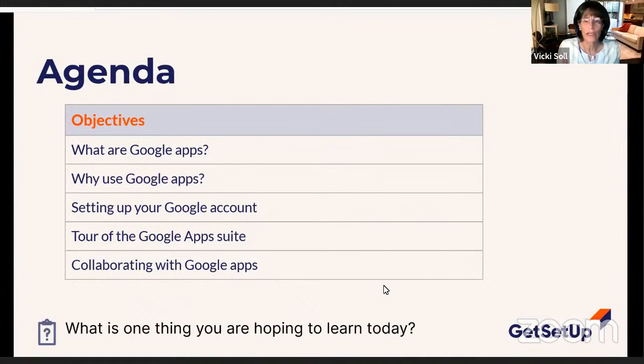Today, we're going to be talking a little bit about what Google Apps are, because we do have some folks who are very new to the world of Google. Why use them? What are some of the benefits? I'm going to talk a little bit about how you can set up your Google account for those folks who might be interested in starting to work with the Google Apps. And then we're going to take a tour of the Google Apps suite. Many of you may have used one or two of the apps, but may not be aware of the other apps that are available to you. And then finally, we're going to talk a little bit about how easy it is to collaborate and share files between the Google Apps. So that's what we're going to cover today.